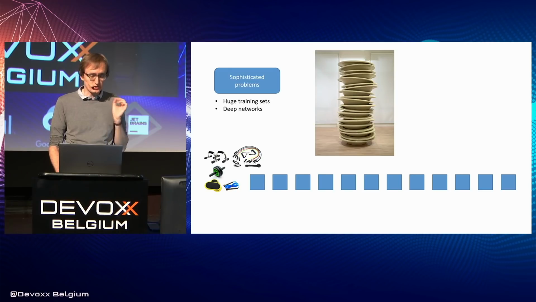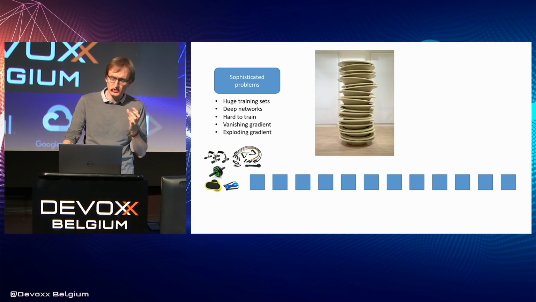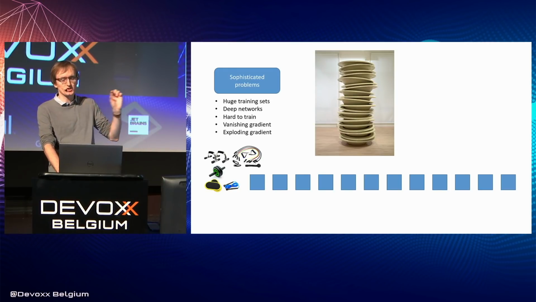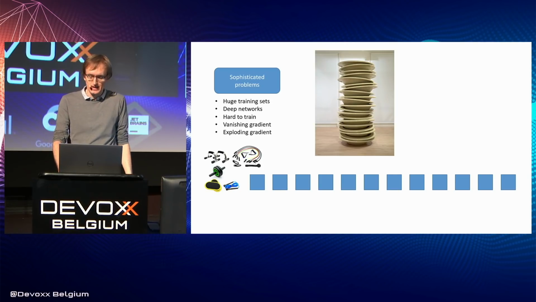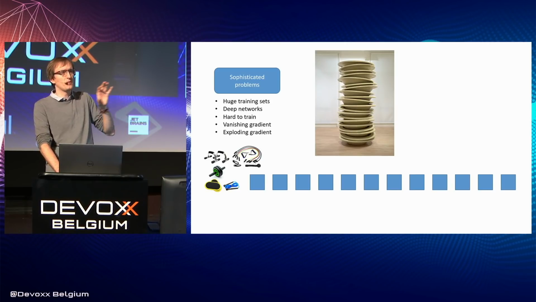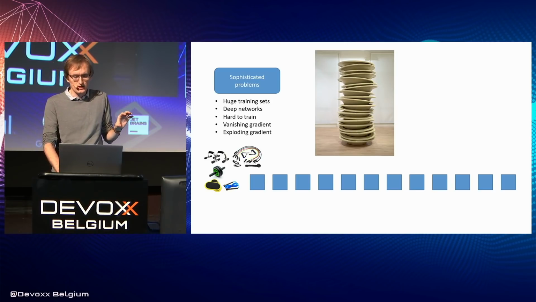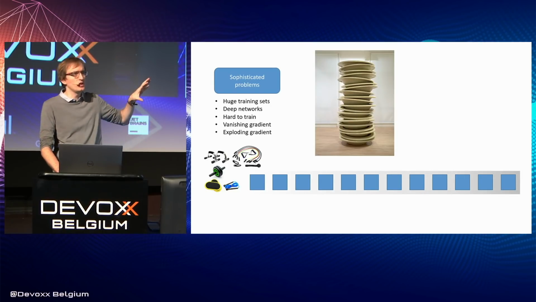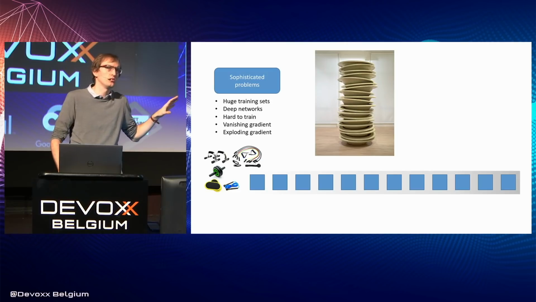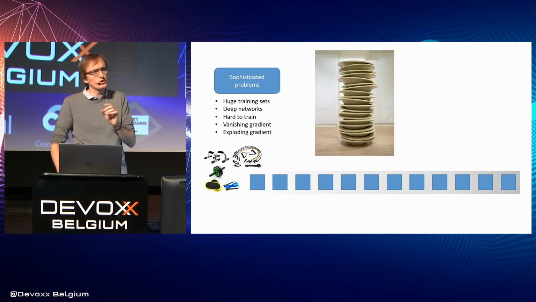Deep networks are hard to train because they are trained by backpropagation, so from the back to the first layers. And because of that, the gradient can become unstable. For example, it can vanish, and then the early layers will learn very slowly or not learn at all, or it can even explode.